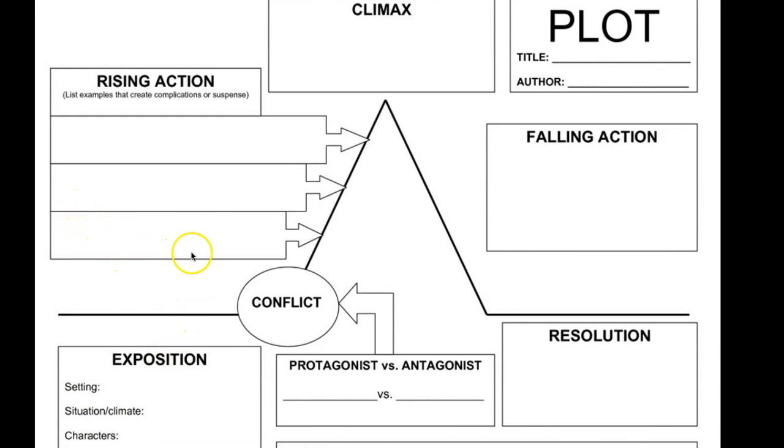Then you should outline your rising conflict, your rising action, the first conflict, the second conflict, the third conflict. Each one contributes to the other and increases in intensity until you reach your climax. Then you have your falling action and your resolution. By the way, author is your name, and the title is the title of your story.